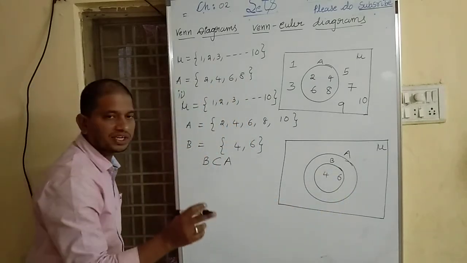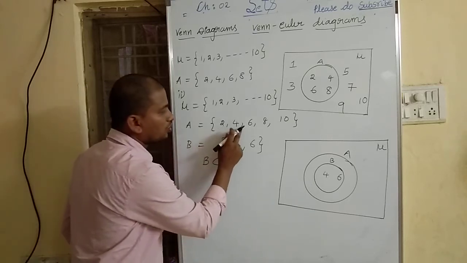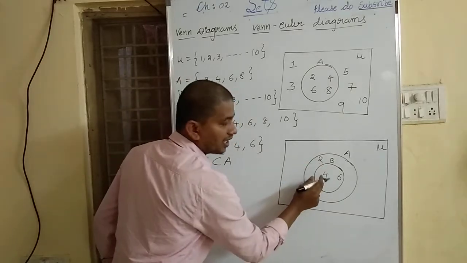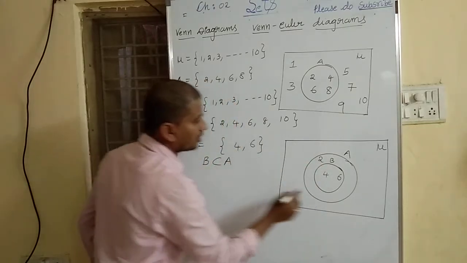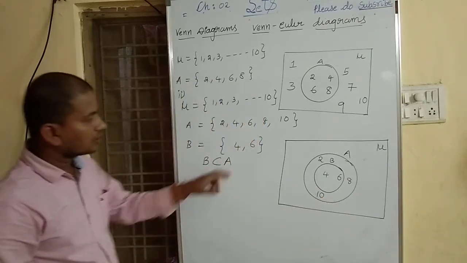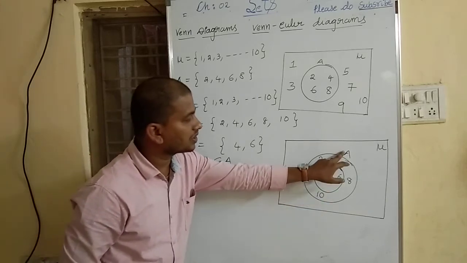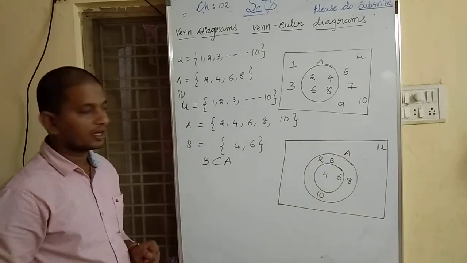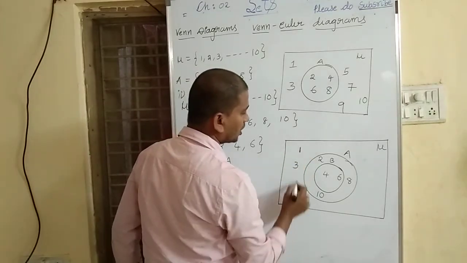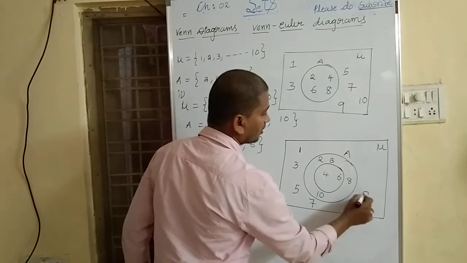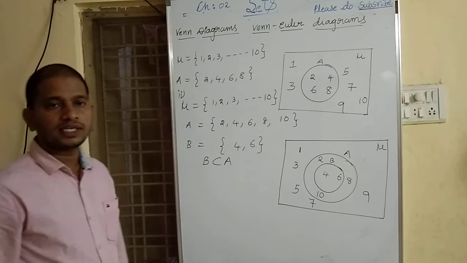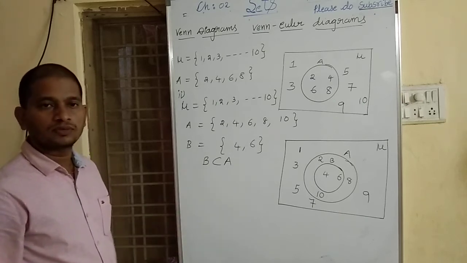What are the elements of set A? Elements of set A are 2, 4, 6, 8, 10. 2, 4 already there, 6 also there, 8, 10. See, 4, 6 are the subset of set A, and the remaining elements in the universal set are 1, 2, 3, 5, 7, 9. This is the way to represent sets by using relationships, right?